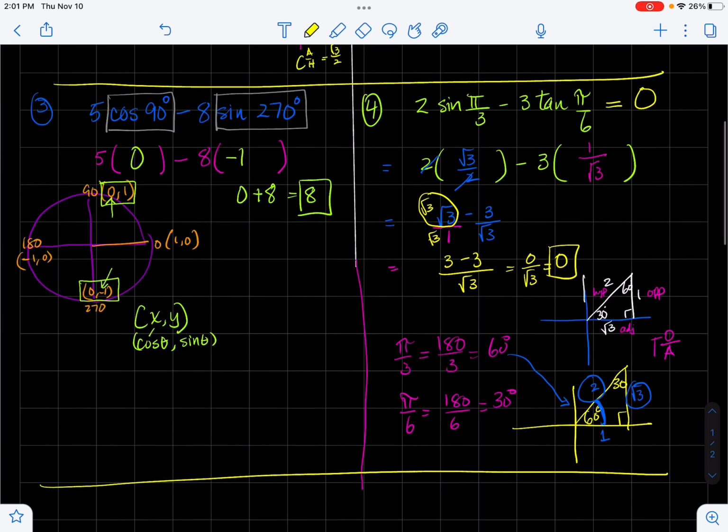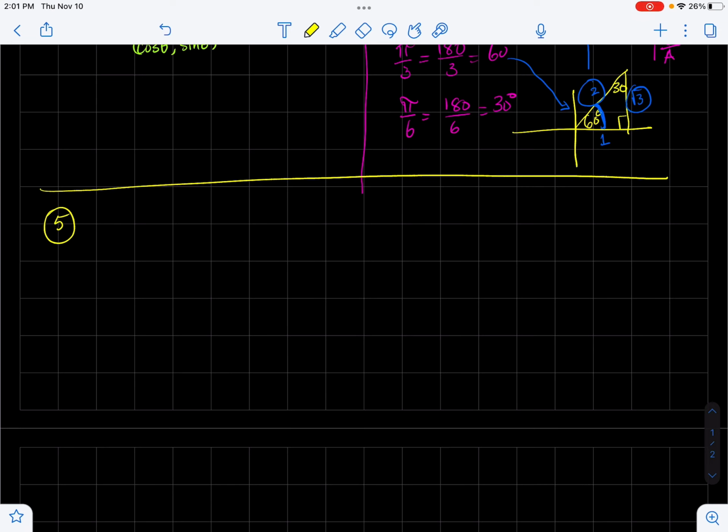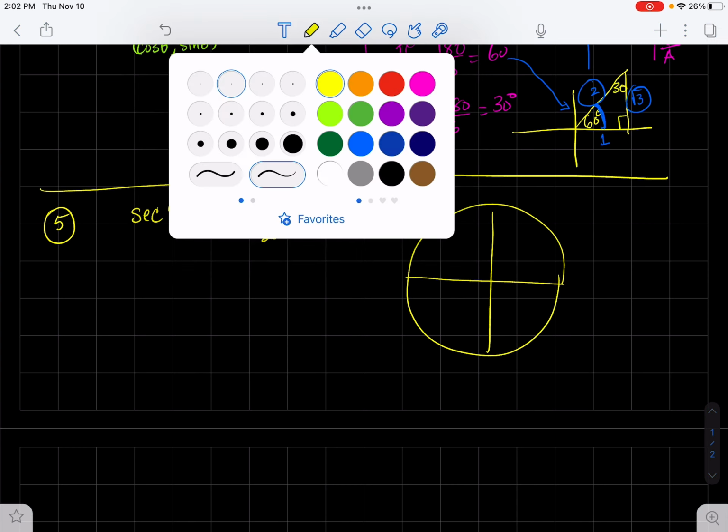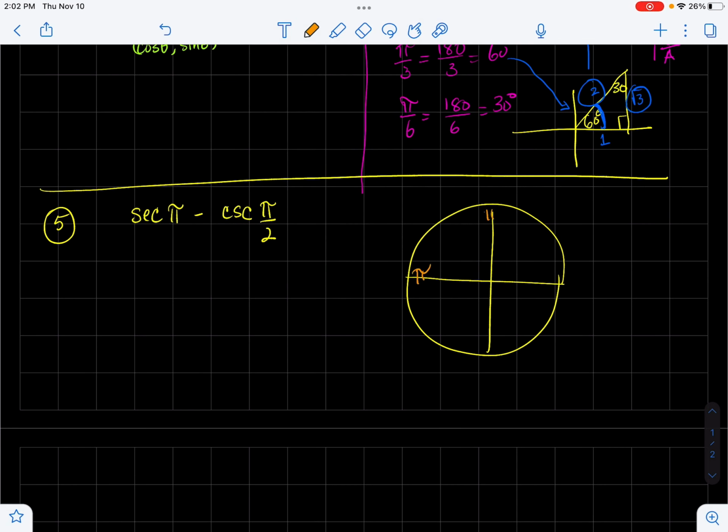Let's do one more and I'll wrap up the video then. 5 examples. I'm trying to pick and choose. Well, here's a good one. Secant of pi minus cosecant of pi over 2. What does that equal? If you notice, here's a quadrantal angle. This is also a quadrantal angle, so we're back to quadrantals. Pi is this angle, and pi over 2 is that angle, so let's mark the coordinates there.